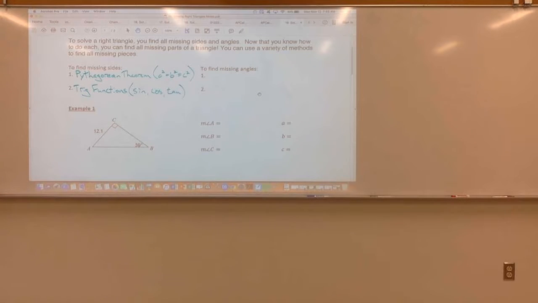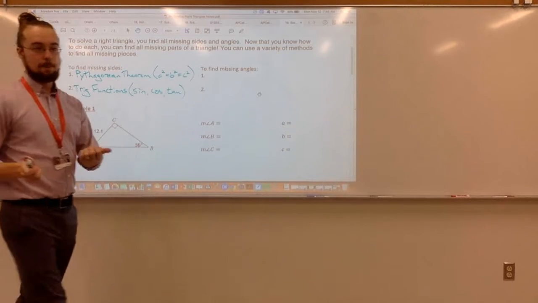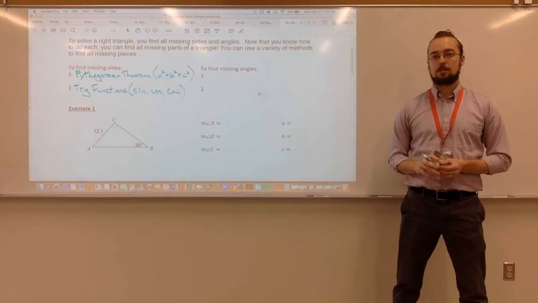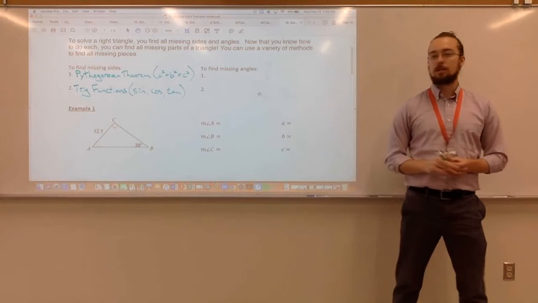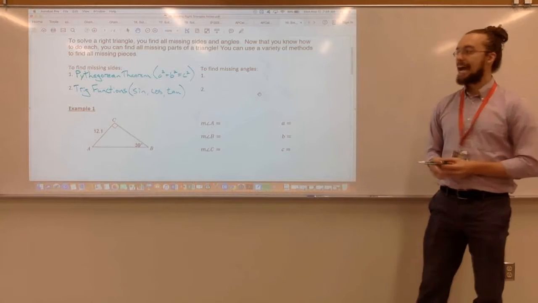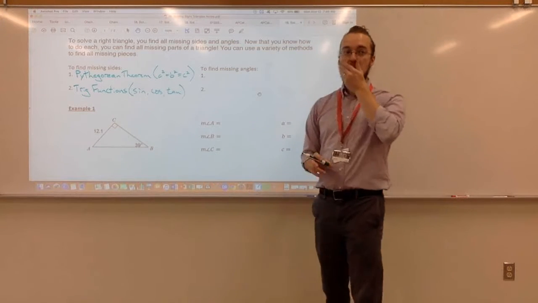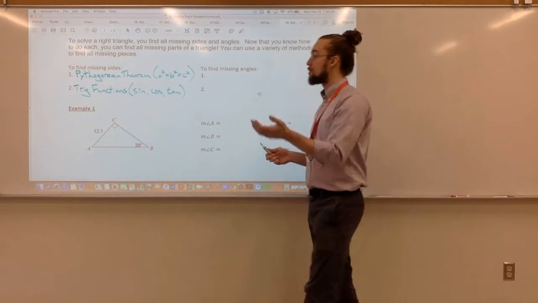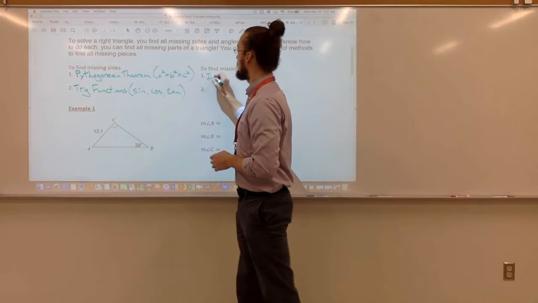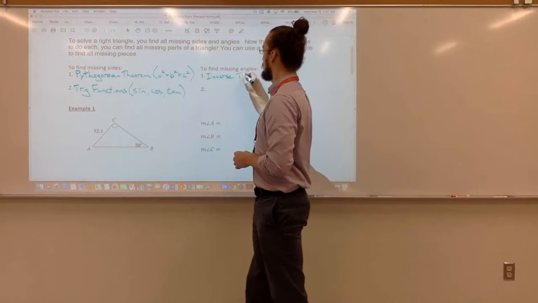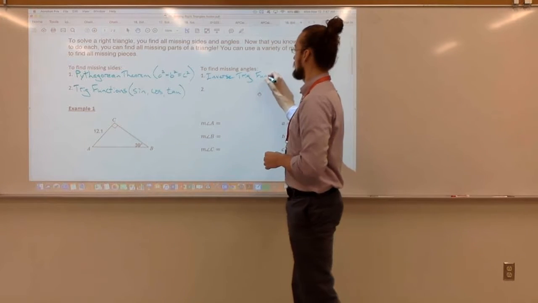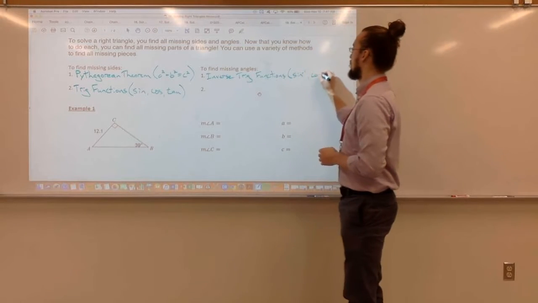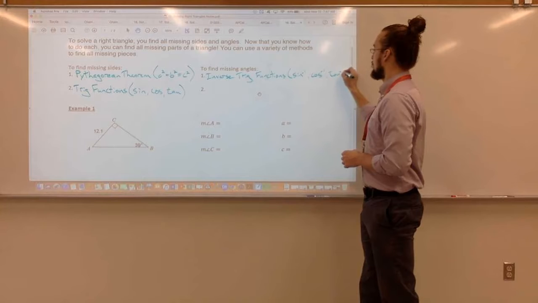Now, we've only talked about one way, then, to find missing angles. What did we use to find missing angles? This is what we just finished doing. How did we find missing angles in right triangles? Doing like tan. Yeah, so we were trying to solve for theta, and to do that, we used our inverse trig functions. So our inverse trig functions were inverse sine, inverse cosine, and inverse tangent.